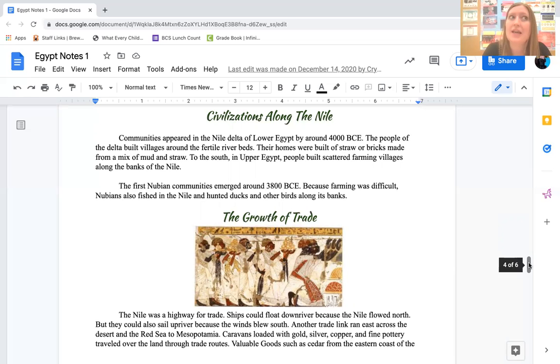They're still in their like new Stone Age plan. The first Nubian communities emerged around 3800 BCE. And again, these are very small villages, really, because farming was difficult there. Remember, they only have a 2 mile stretch of land. Nubians fished in the Nile and hunted ducks and other birds along its banks.